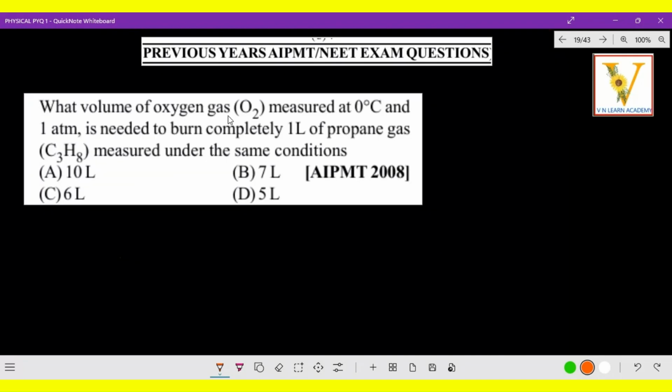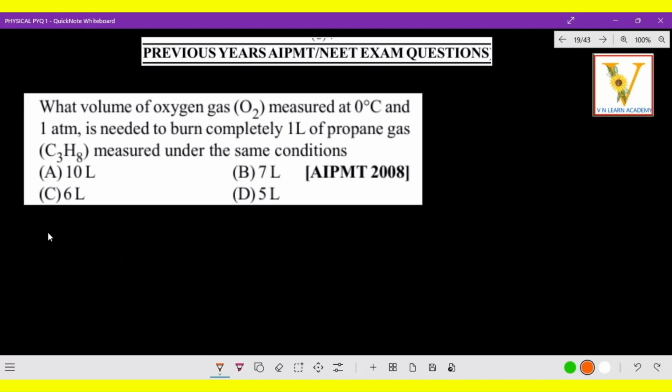What volume of oxygen gas O2, measured at 0 degrees Celsius and 1 atmospheric pressure, is needed to burn completely 1 liter of propane gas, C3H8, measured under the same conditions of temperature and pressure? Generally, this is hydrocarbon combined with oxygen, a combustion equation only. You know very well, I mentioned it in the previous video also.